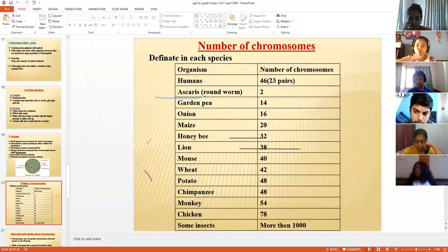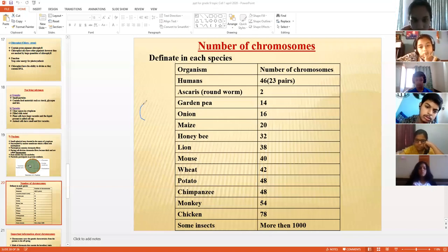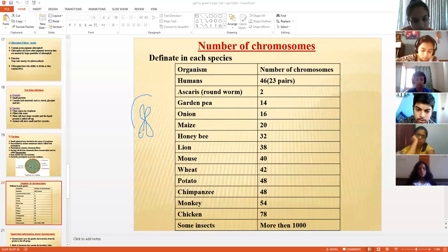Now, we are coming to chromosomes. Now, children, I'll draw something here. How does a chromosome look like? A chromosome is something like this. Can you observe this? Okay, this structure is called a chromosome. This is one chromosome.